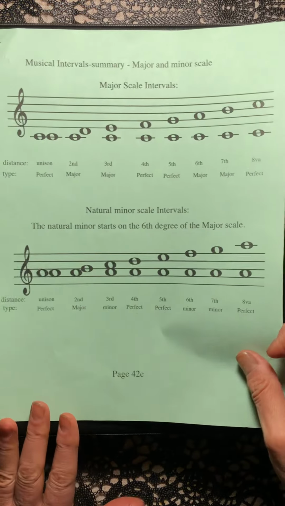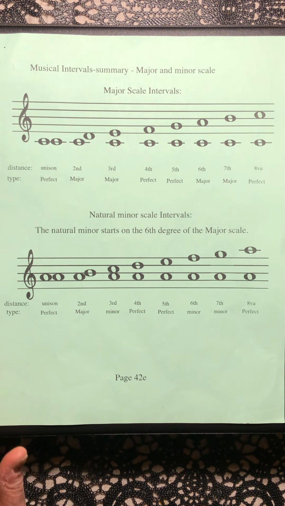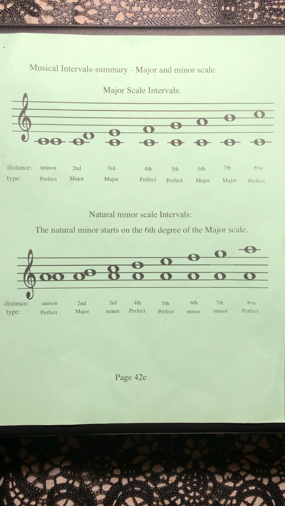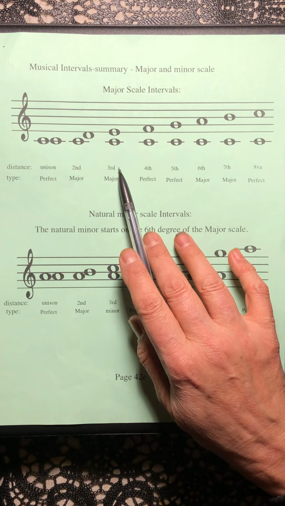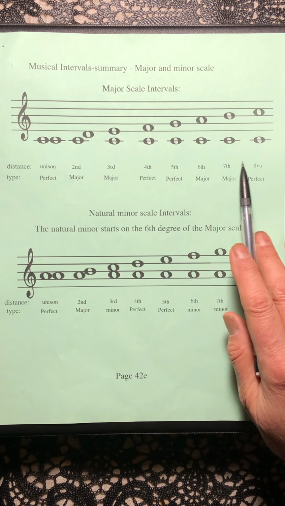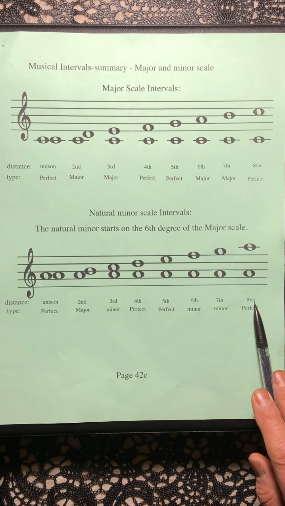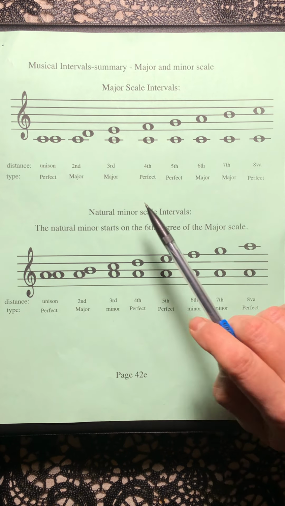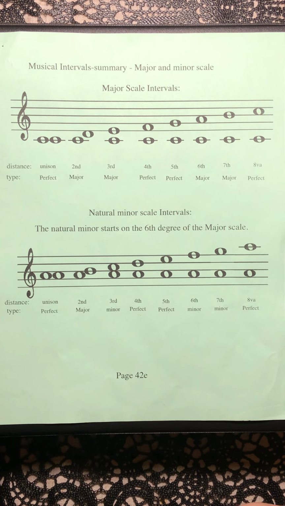Now, once again, let's compare the major and the minor intervals. The distances stay the same. Unison, 2nd, 3rd, 4th, 5th, 6th, 7th, and octave. Same here. And again, just a refresher, the natural minor is built on the 6th degree of the major scale.